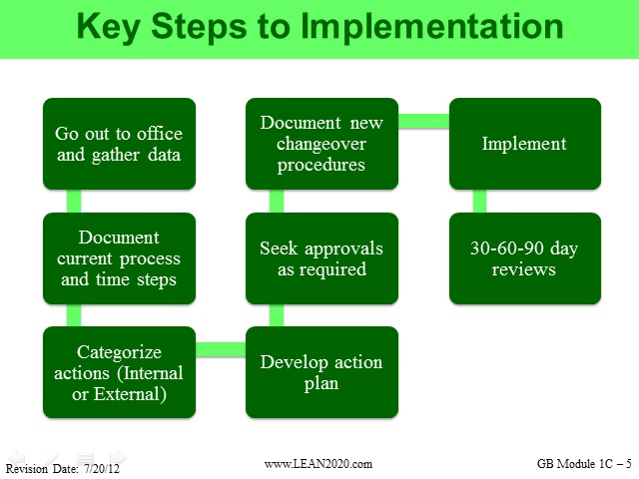So again, the steps through the implementation, this is a good reference screen for you. Go out and gather that data, document the process, categorize the items, whether they're internal or external. Develop that action plan. Again, the action plan is going to be, what are we going to do to convert the internal to external, streamline the internal, then streamline the external. Seek those approvals as required. Document the changeover procedures, the new things that you're going to perform, implement those changes, and then it's always nice to go back and review what's happening within your process and the changeover to make sure those things have actually happened and that you're maintaining those enhancements to your process.